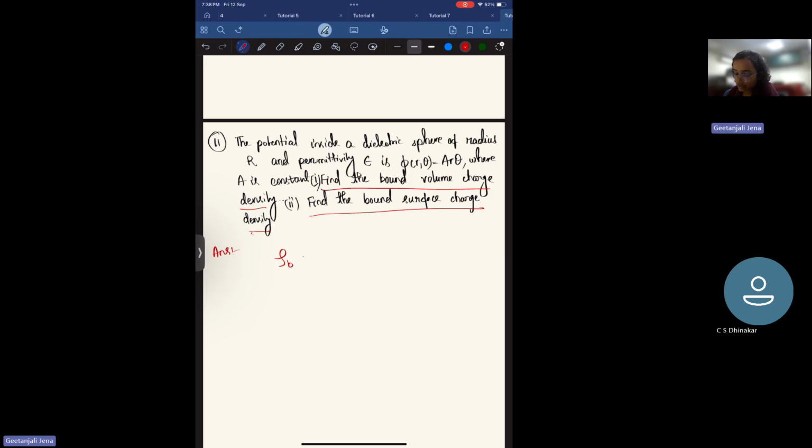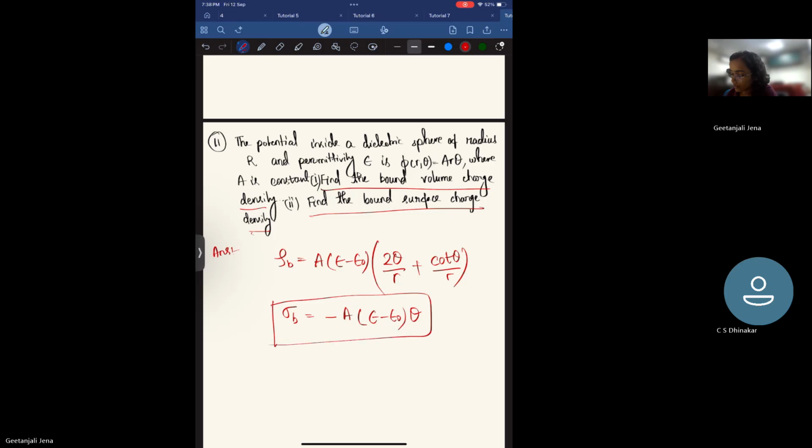Calculate it and check whether you are getting the same answer. For rho B, you will get A times epsilon minus epsilon naught, 2 theta by R plus 4 theta by R, and sigma B would be minus A times epsilon minus epsilon naught, theta. Check it. Let me know if you have any doubt.